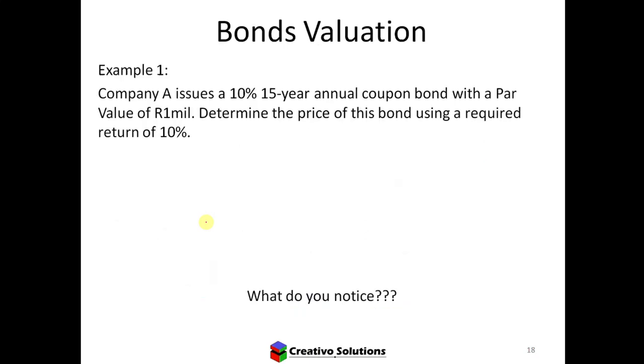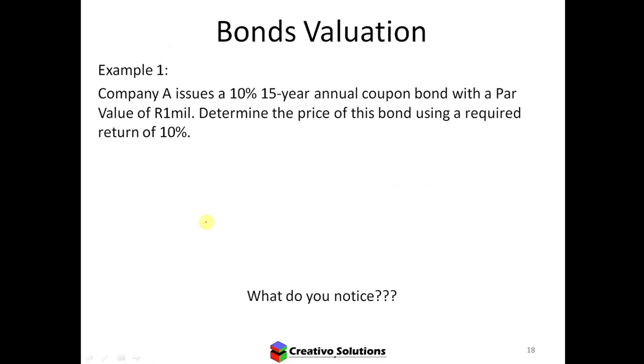You have a few calculations here to do. Please maybe pause the video here and try those calculations to see if you can do the simple time value of money calculations. All right, example number 1 says company A issues a 10% 15-year annual coupon bond with a par value of R1,000,000. Determine the price of this bond using a required rate of return of 10%.